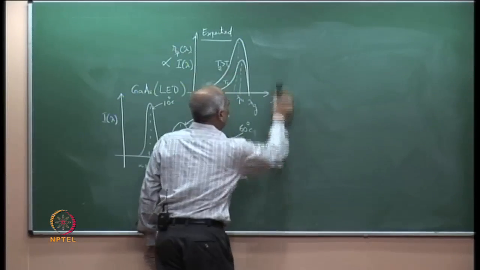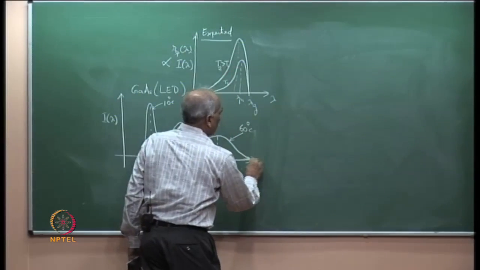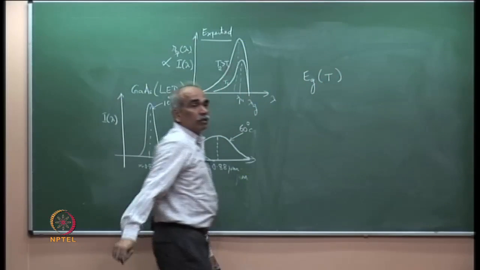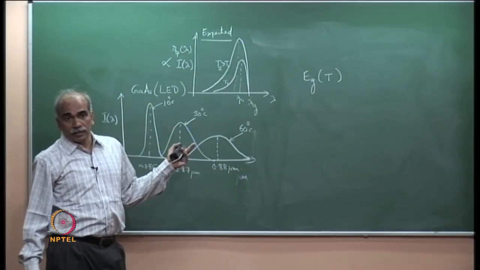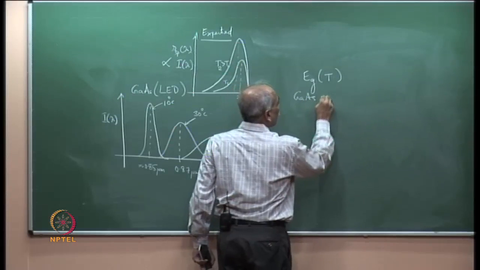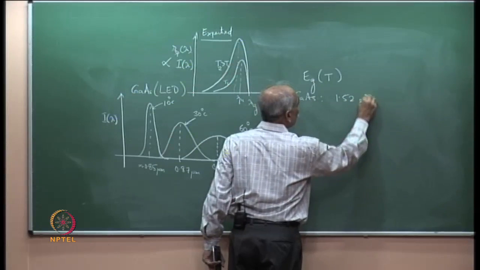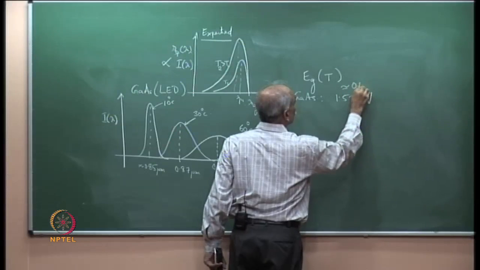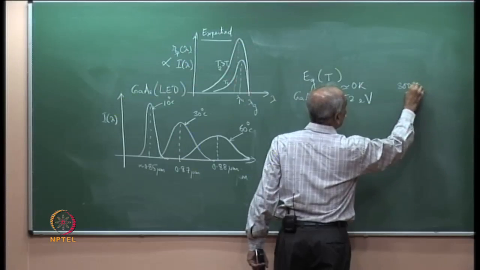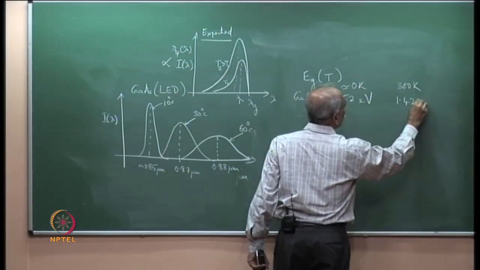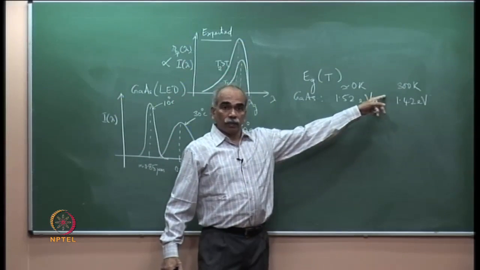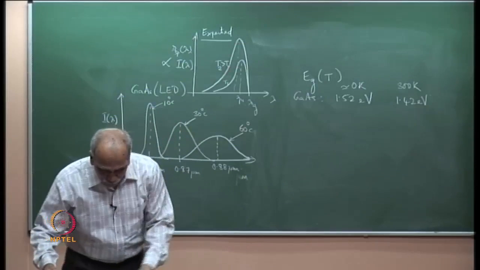First point, the band gap of a semiconductor, Eg, is a function of temperature. We have not taken care of this. The band gap decreases, for example, if you take gallium arsenide, the band gap is 1.52 eV around 0 K, and at 300 K, room temperature, this is 1.42 eV. So the band gap is temperature dependent. You can find there are empirical expressions which are given.